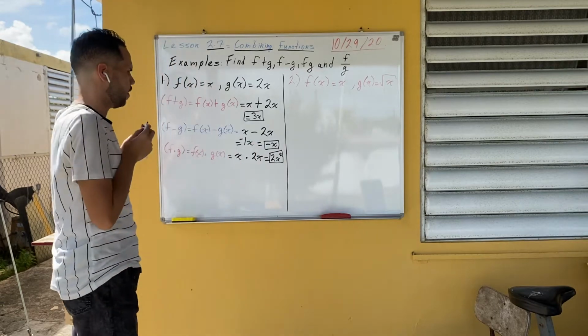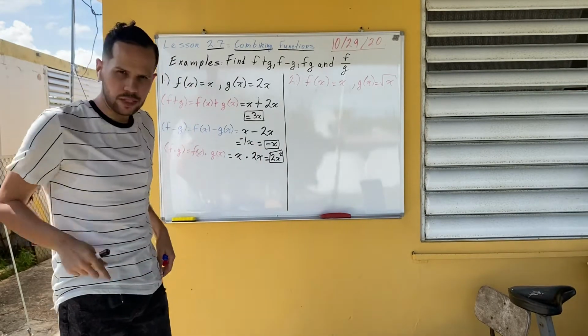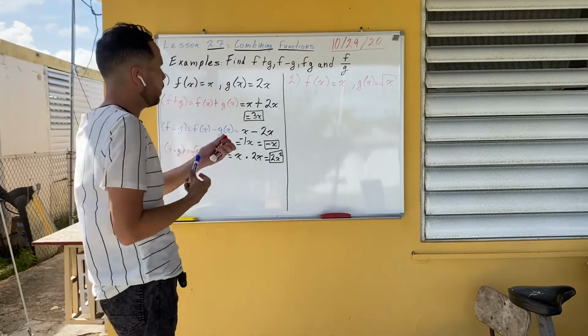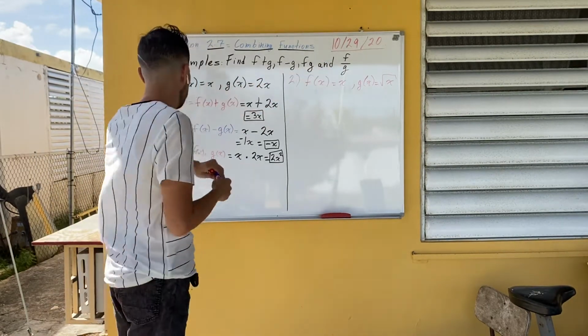So we have f plus g, f minus g, and f times g. What do we have left to do? The last one, f over g. Let's do it.